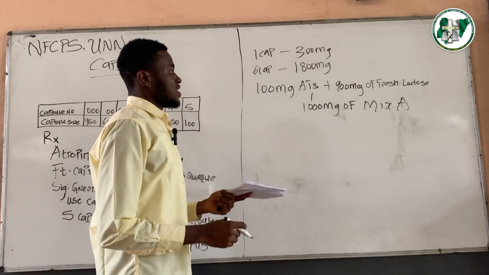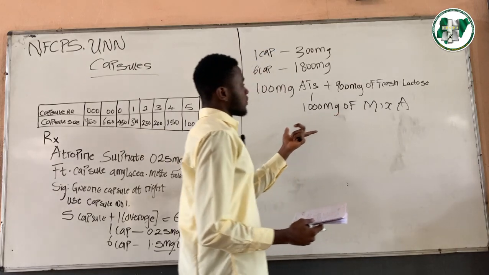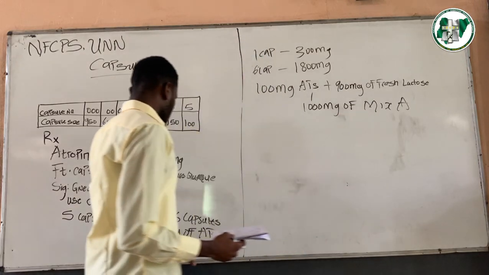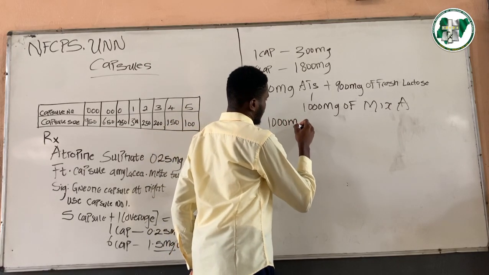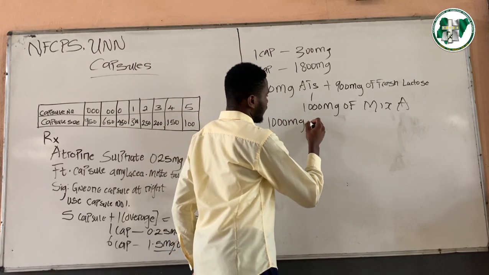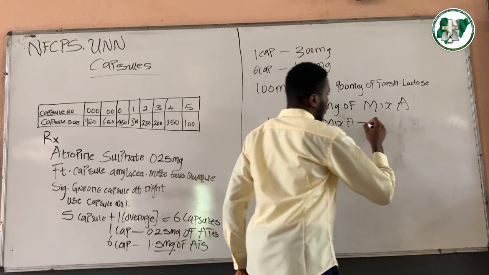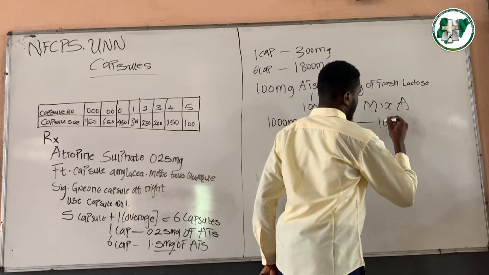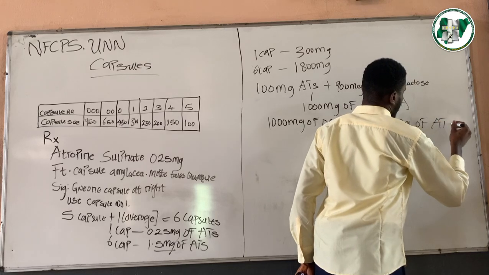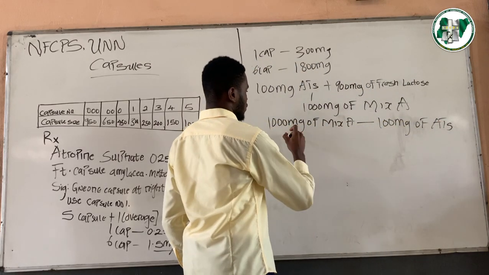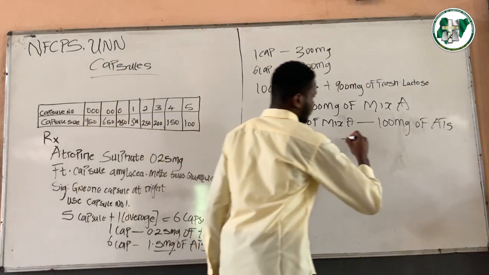Remember, what we are trying to do is to get a weight of this mixture that will give us 1.5 milligram of ATS. So what do we do? We now say that since 1,000 milligram of mixture A contained 100 milligram of ATS, how many milligram of mixture A would give us 1.5 milligram of ATS?